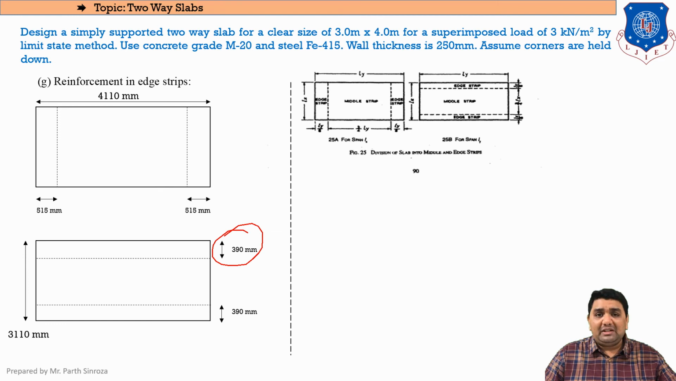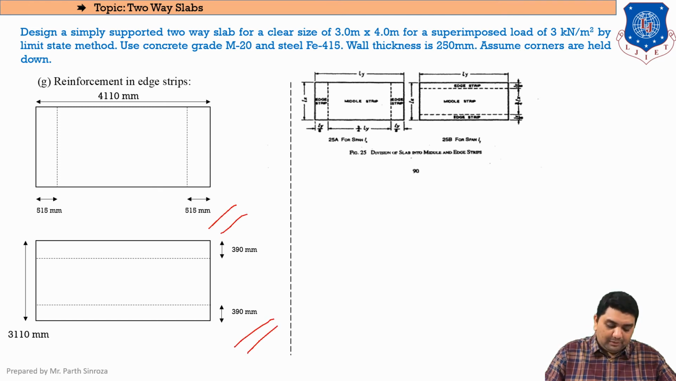If you are getting a value of 386, 387, just rounding it off to the higher value, we have taken it to be 390 mm. So these dimensions will be used in the numerical problem that we will be seeing now. Clear? So this is how to calculate the width of the edge strip.